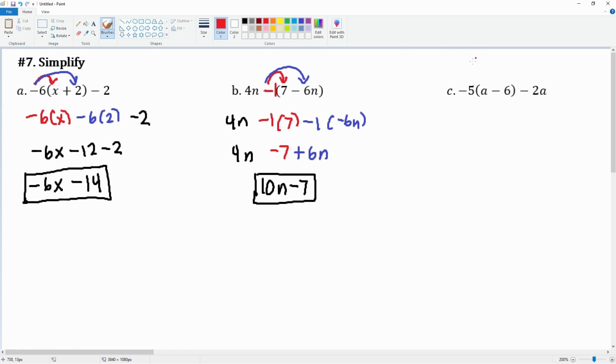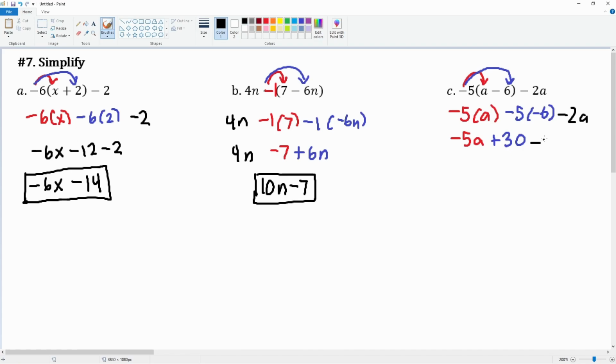Next, let's look at C. We have to distribute that negative 5 to the a, negative 5 parentheses a. Then we have the negative 5 times the negative 6, negative 5 parentheses negative 6, and bring down that minus 2a. Negative 5 times a, that gets you negative 5a. Negative 5 times negative 6 becomes a positive 30.